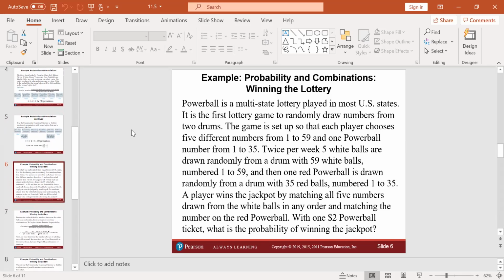It's just a nice big wall of text. Powerball is a multi-state lottery played in most U.S. states. It is the first lottery game to randomly draw numbers from 2 drums. The game is set up so that each player chooses 5 different numbers between 1 and 59. So you first pick a number. You pick 5 numbers. Each of them can be 1 through 59. I believe you can use repeats. You can use the same number twice, but we'll find out.